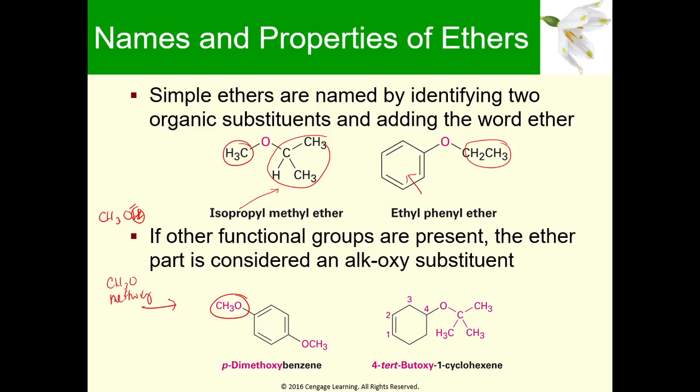And we call this CH3O minus the methoxy group. Since there are two methoxy groups here, we call it dimethoxybenzene. And what is the position? Since they are directly opposite, this is called your para-dimethoxybenzene. Next. This example is a bit difficult because you see you have a ring structure with an alkene and there is an ether group here. So how do we name this? This is named as 4-butoxy-1-cyclohexene. So how did it become cyclohexene?